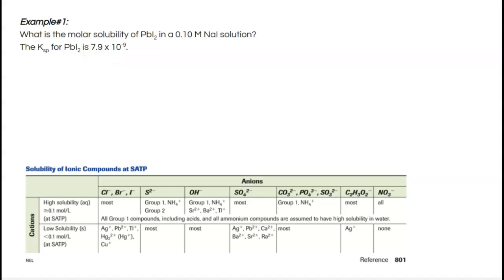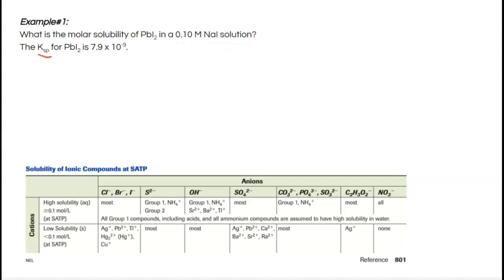Just a reminder, a question like this may not always indicate the Ksp in the question itself. Remember that at the back of your textbook in the appendix section, you will be able to see a table giving the Ksp values for a whole host of solids with low solubility. Okay, so now let's talk about language here. What is the molar solubility? It's really just saying how soluble is PbI2 in moles per liter. And that's really all it's asking. But we're saying, well, what is it in a solution of NaI?